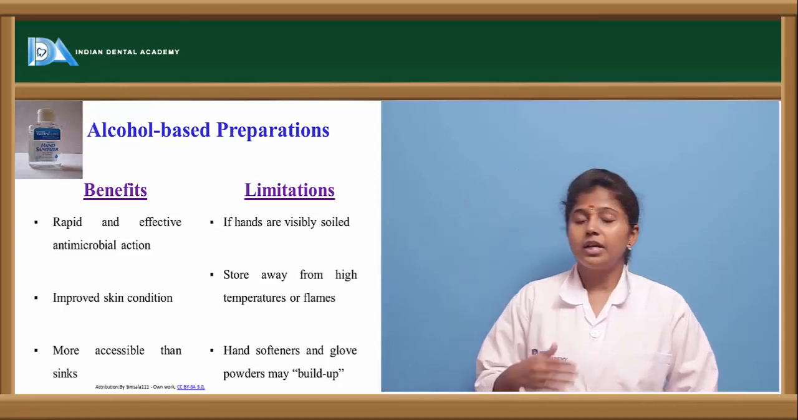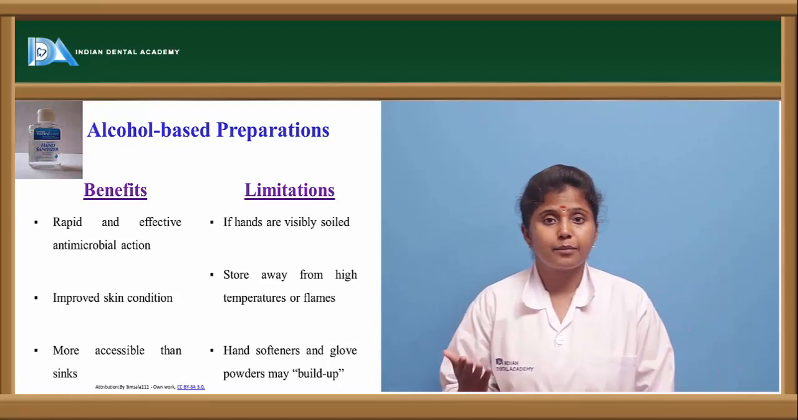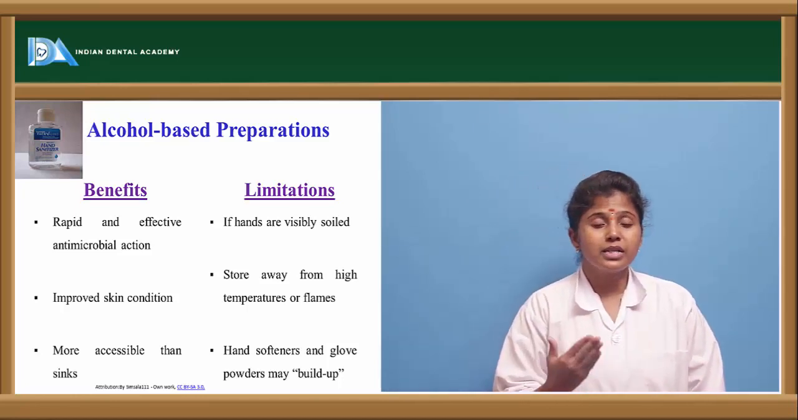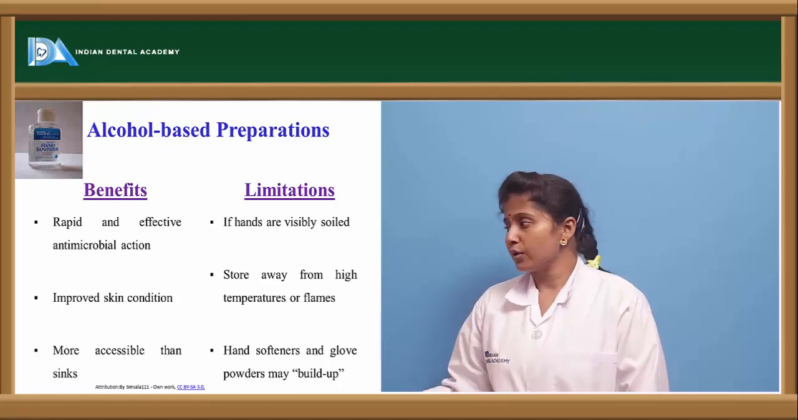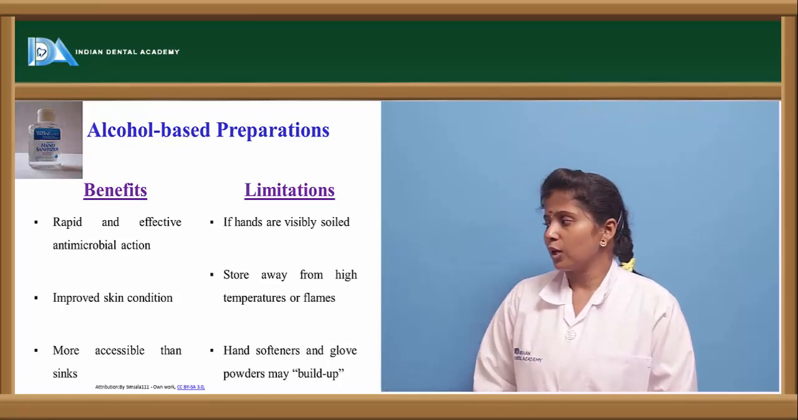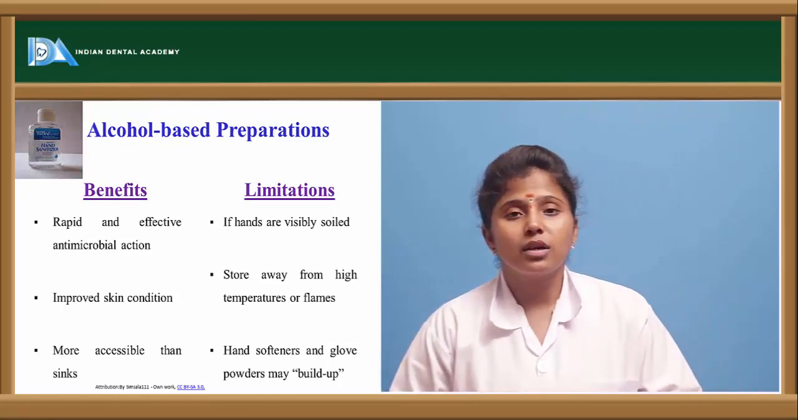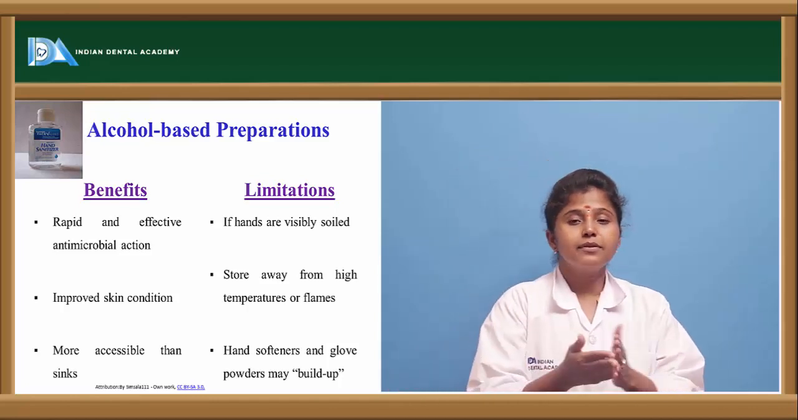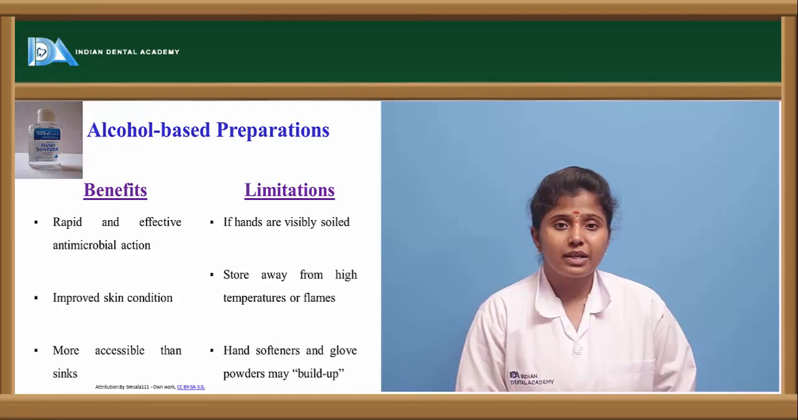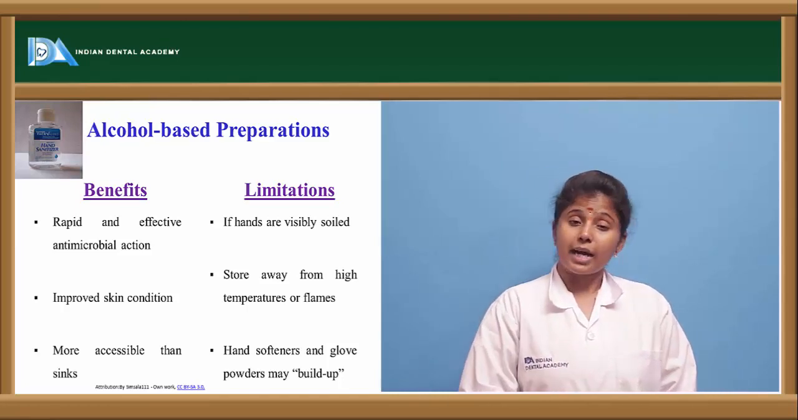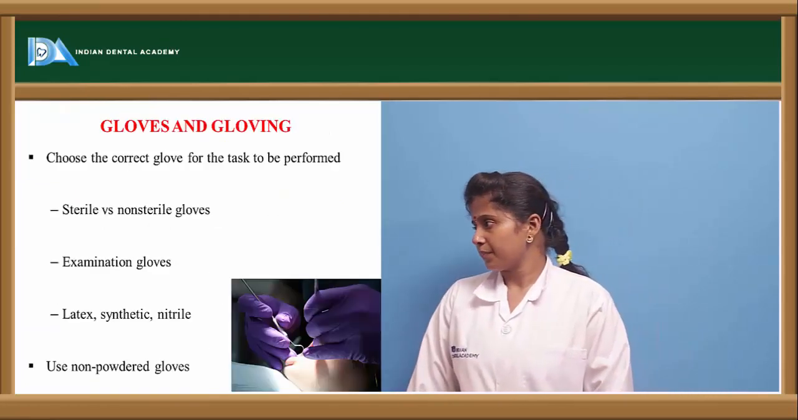And these should be stored away from high temperatures or flames, so they should always be temperature controlled. If there is any high temperature or flame, then these are of no use. And hand softeners and glove powders may build up. If we are using gloves and there is any powder on our hands, then we can't use this sanitizer. So it also has some limitations.